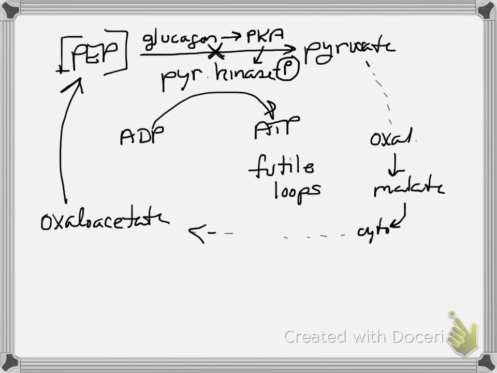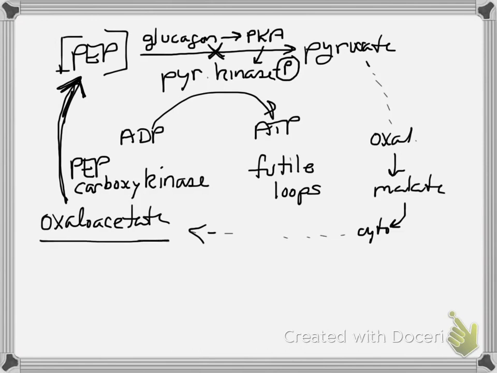I think I forgot to mention the enzyme that converts this. This is phosphoenolpyruvate carboxykinase that converts oxaloacetate into phosphoenolpyruvate in the cytoplasm to enter these carbon sources into the gluconeogenic cycle.